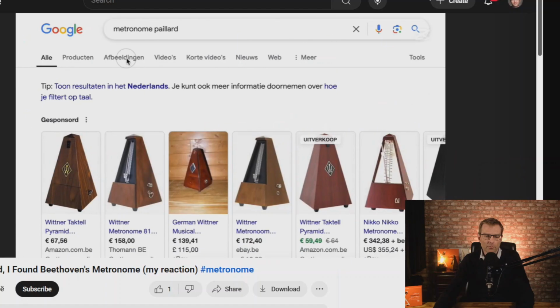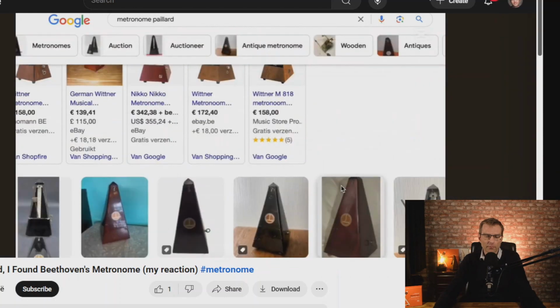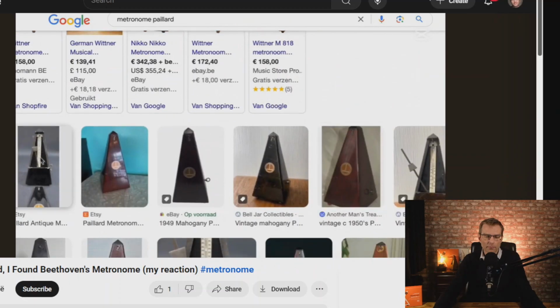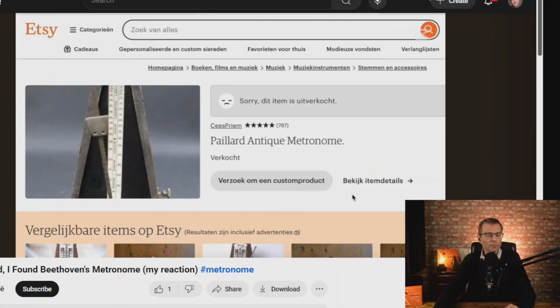So now, metronome Bayard. Okay, go to pictures or images, right? And bang. Oh, what do we see here? Oh, the exact same picture. See, the exact same picture. So I'm a very curious person, right? So I click on it. Here from Etsy. So I click on it. So here, I click again to open. And so, oh, sad face.